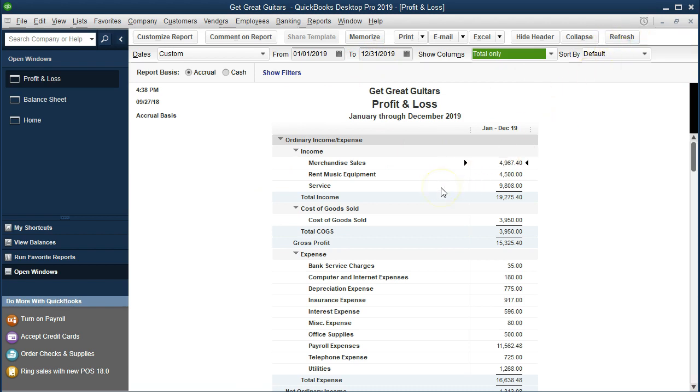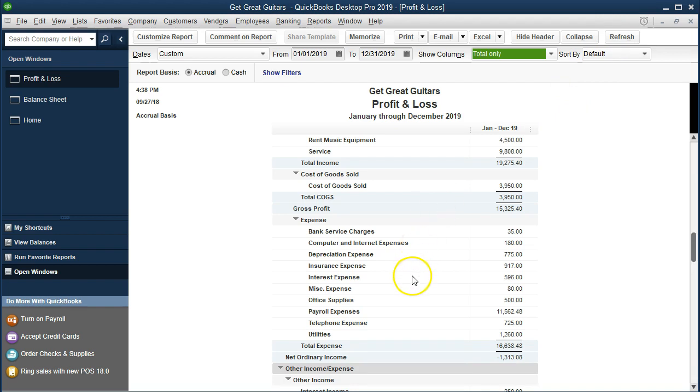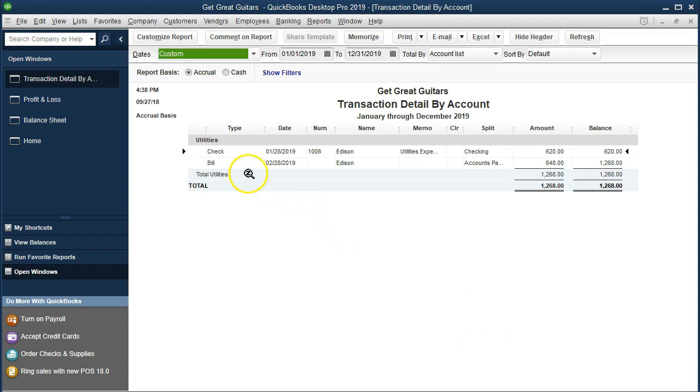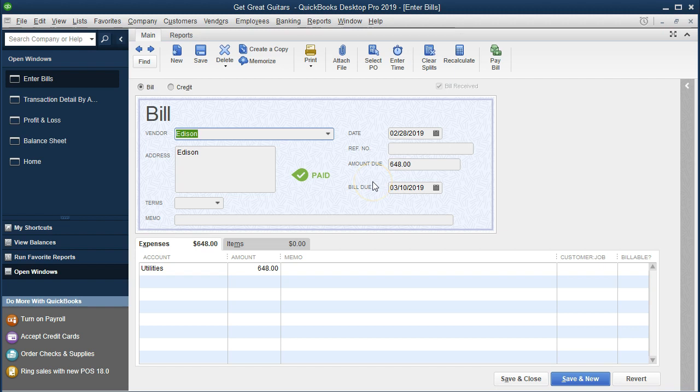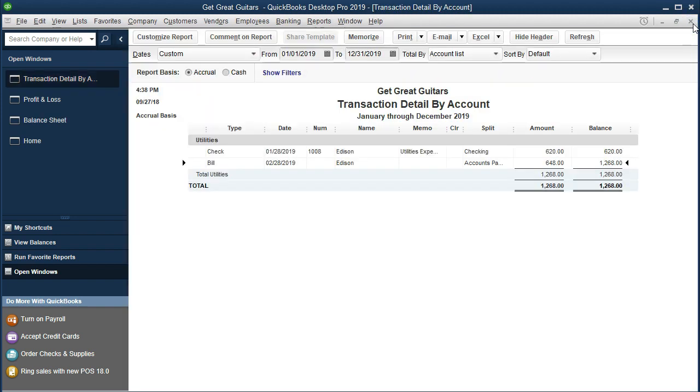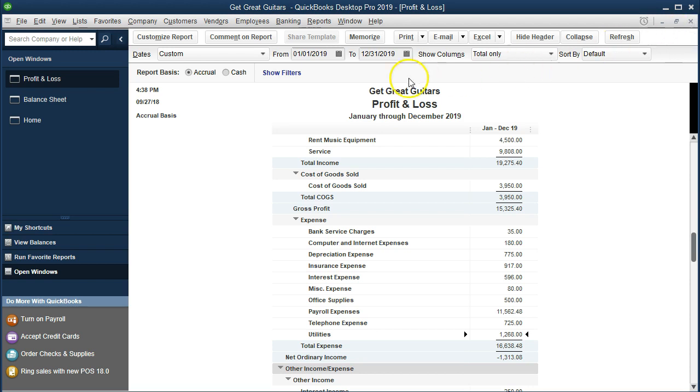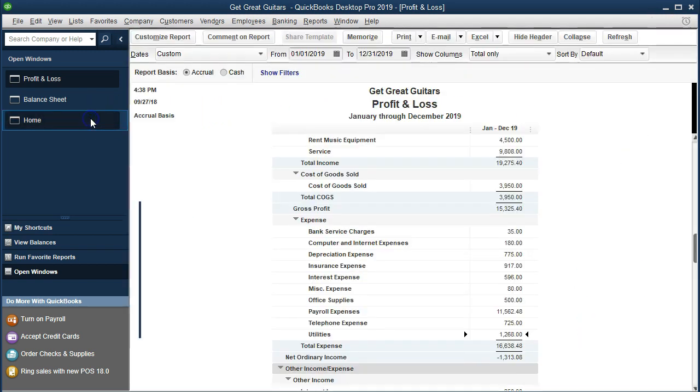So the other side of this information is going to go to whatever expense account we picked. In our case, it was utilities expense. So if we double click the utilities expense, we'll see that it's driven by a bill here. Here's a bill for the Edison bill. If we double click that, we can see the bill. So the bill is being used as a way to enter the data, the journal entry, into the system. So I'm going to close this back out, go back to the home page.